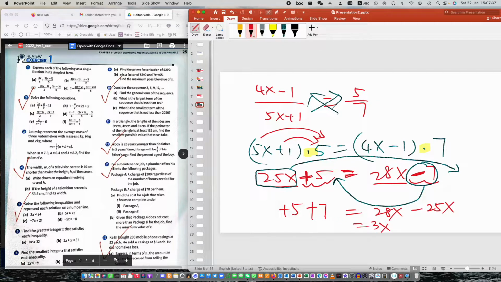So it's 3x equals to 12. So 12 equals to 3x. How do you get x? Divide by 3, right? So 12 divided by 3 is 4. Do you get x equals to 4? Or did you make a mistake somewhere?